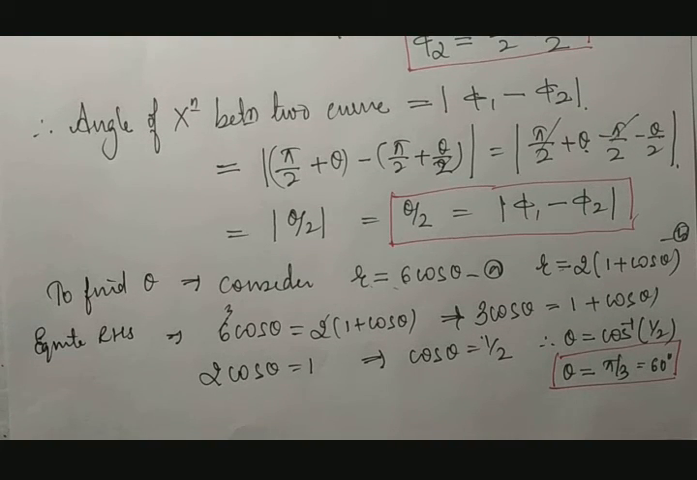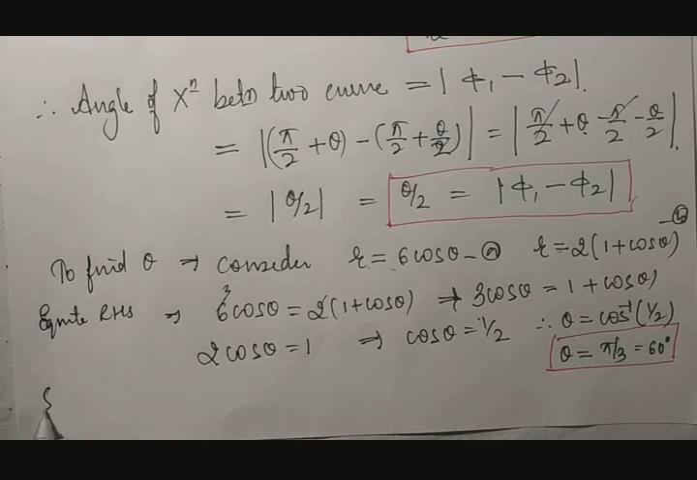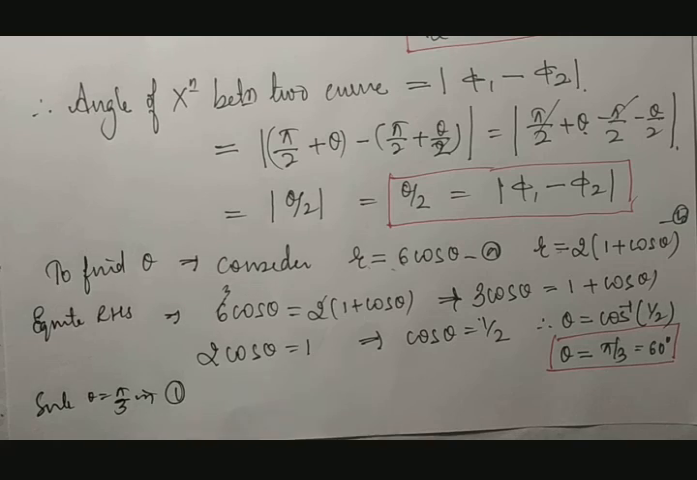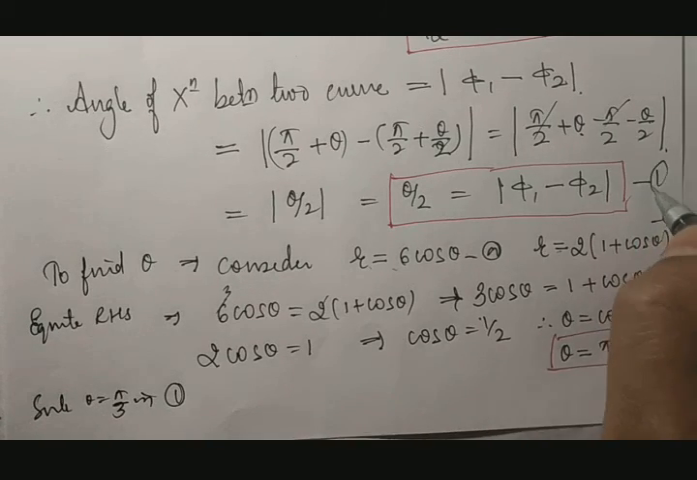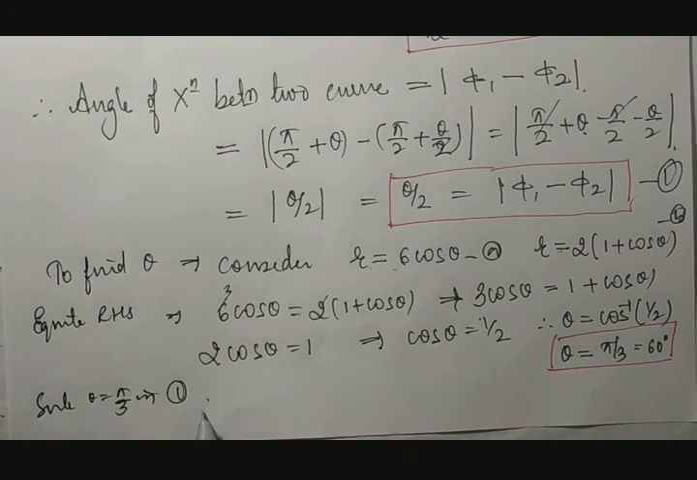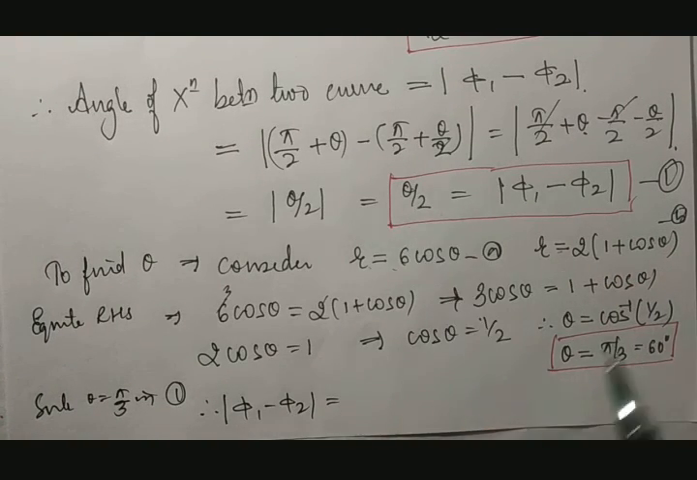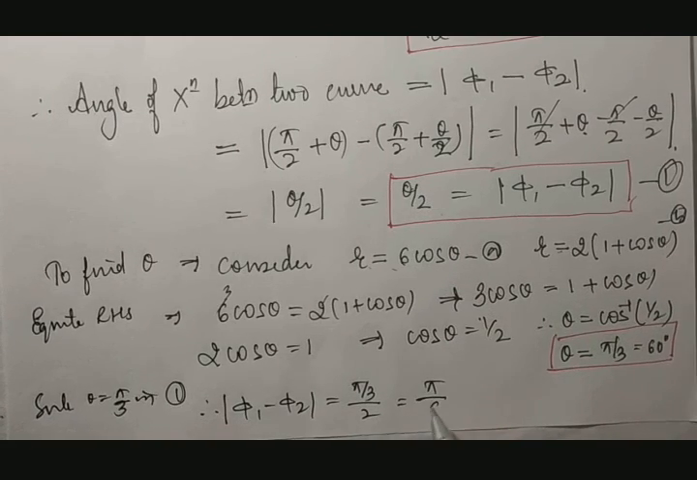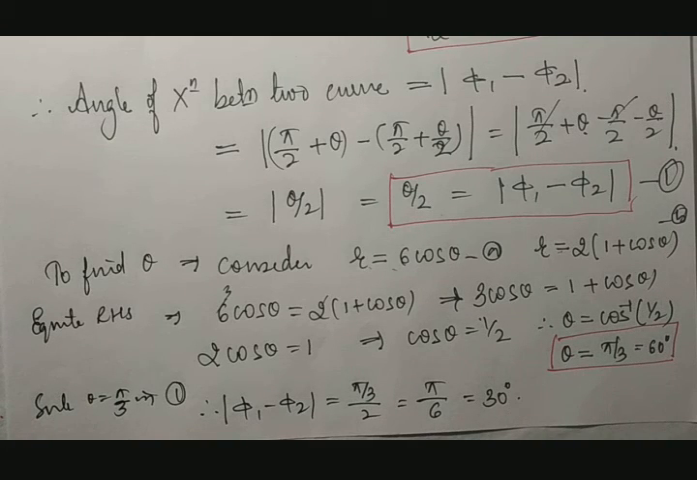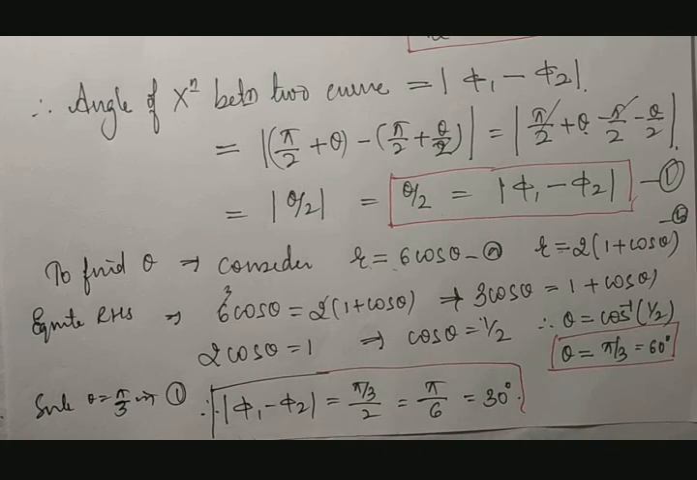Therefore, substitute theta is equal to pi by 3 in equation number 1. Then mod phi 1 minus phi 2 is equal to theta by 2, which means pi by 3 divided by 2, which is nothing but pi by 6, that is 30 degrees. Therefore, the angle of intersection between the two curves is 30 degrees.